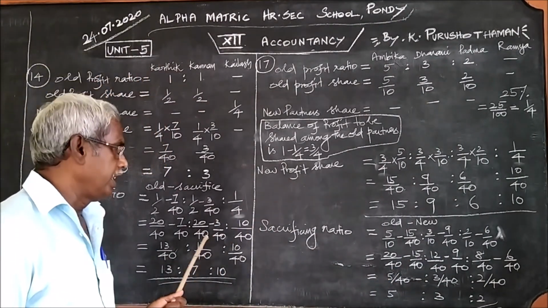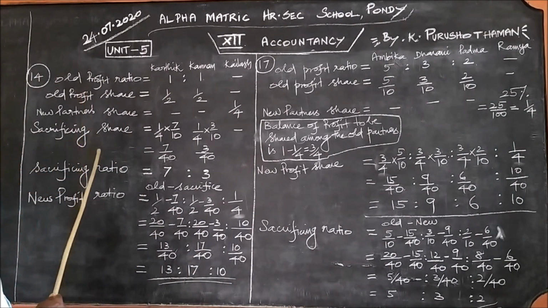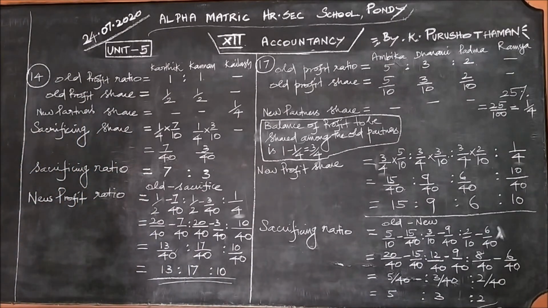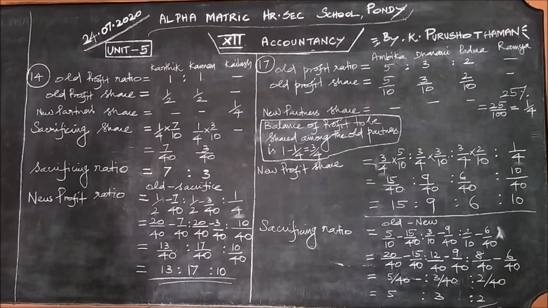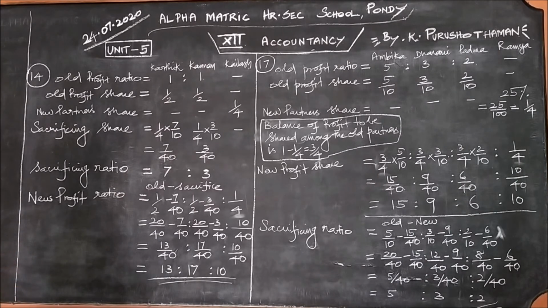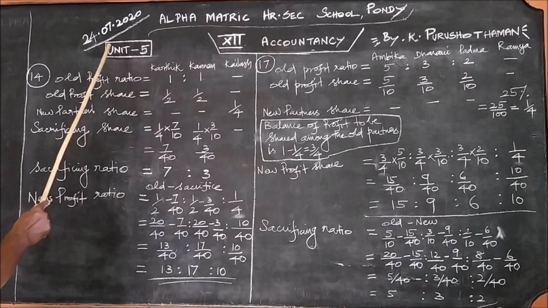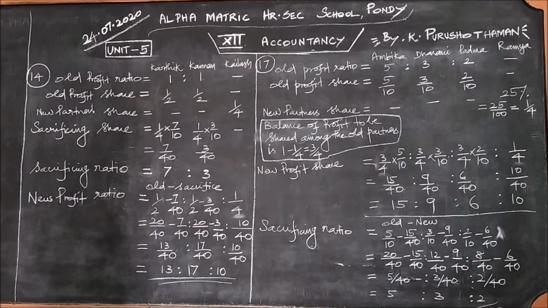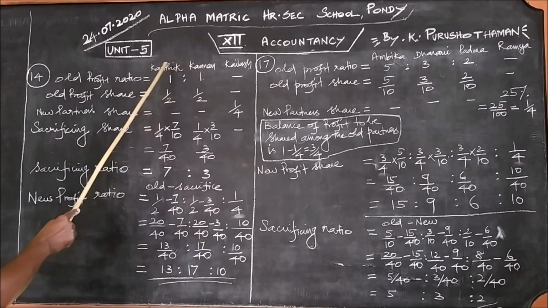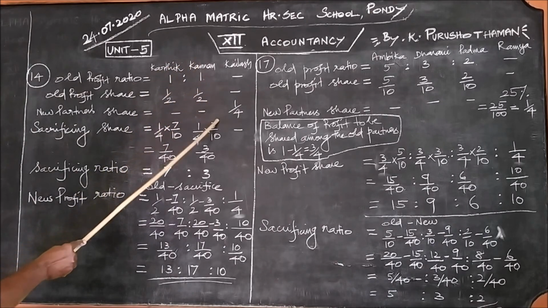Once again, I repeat, problems 14 and 17. What is the speciality there? In 14, it is said that Karthik and Kannan are equal partners. No ratio is given, only the words equal partners. So we should write the ratio on our own. The old profit ratio is 1:1. In the form of share, we can write 1 plus 1, 2, that is 1/2, 1/2.